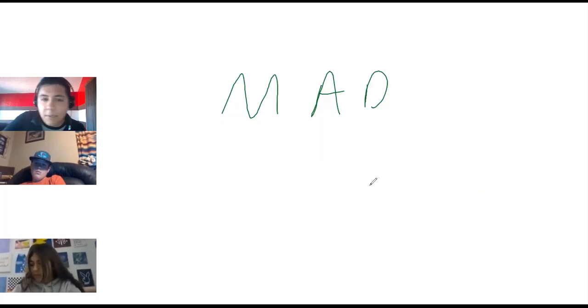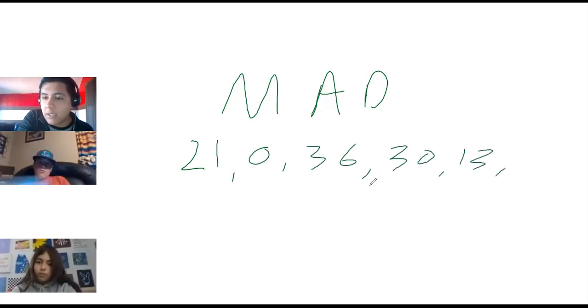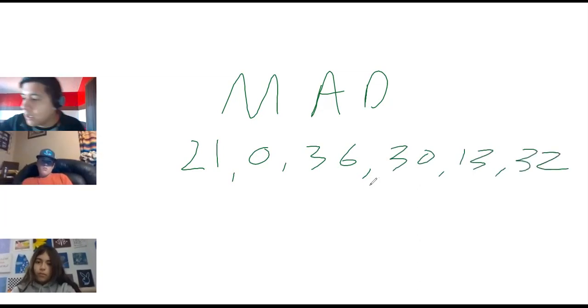Okay, so let's say we have this set of numbers: 21, 0, 36, 30, 13, and 32. Now remember that we've been pretty much practicing how to find the average of those numbers. So in this situation, how do we find this average?